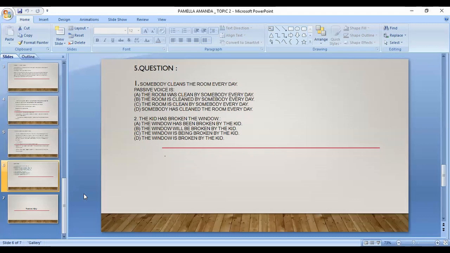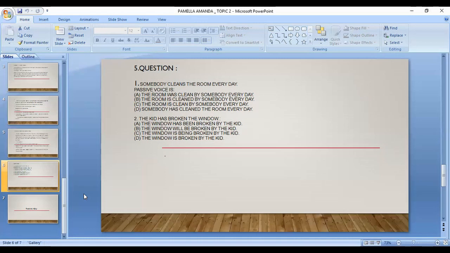Question number one. A, the room is cleaned by someone every day. B, the room is cleaned by someone every day. C, the room is cleaned by somebody every day. Number two, the kid has broken the window. A, the window has been broken by the kid. B, the kid. C, the window is being broken by the kid. D, the window is broken by the kid.